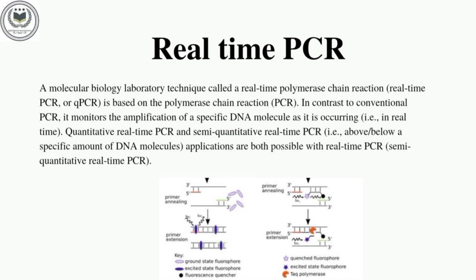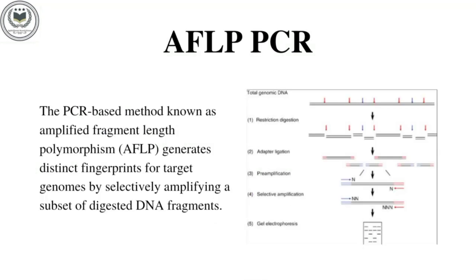Procedure. The first step in real-time PCR is the conversion of RNA into complementary DNA. This process is known as reverse transcription. Step 2. Uses fluorescent reporters like SYBR Green and TaqMan probes. Then a PCR reaction to amplify and detect specific genes.